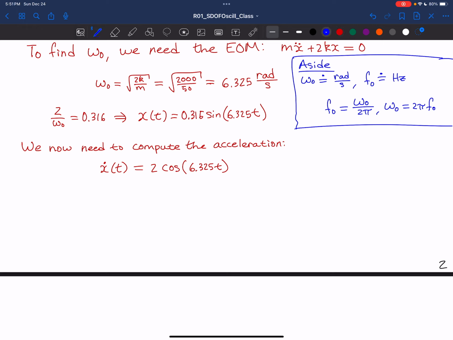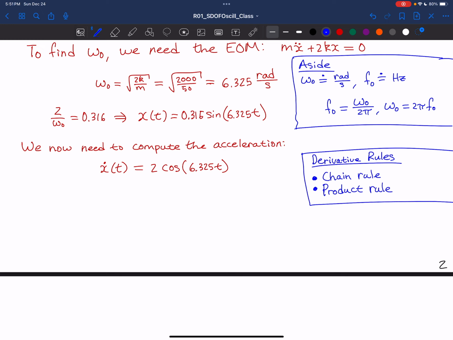Just as an aside, derivative rules that will pop up often in this class that you should review. First, the chain rule will pop up often. And second, product rule. Product rule will come up a lot as well. And there may be a few others that I'm forgetting, but these two are the ones that we will use the most often. So if you haven't dealt with derivatives in a long time, you should definitely brush up on those.